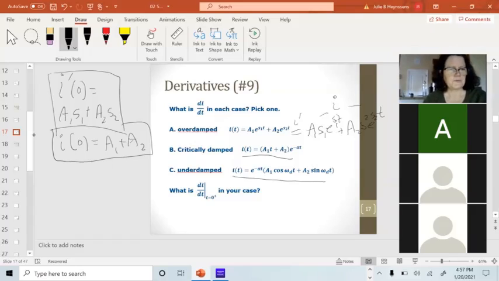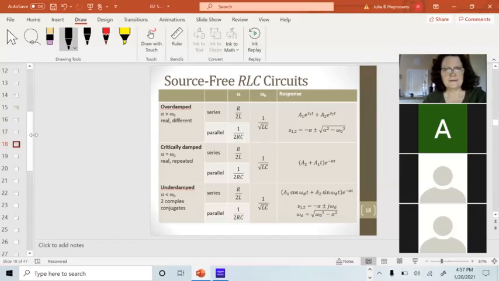Okay, we've got the theory. We've gone through this one before. I've got the circuit. I determine if it's in series or parallel. I calculate alpha using one of two equations.